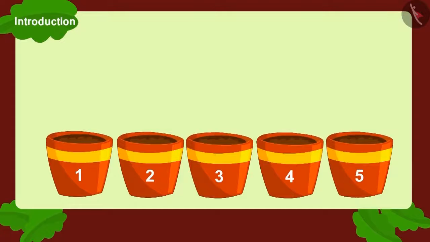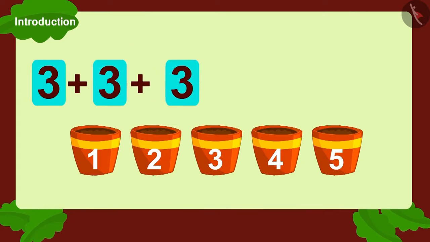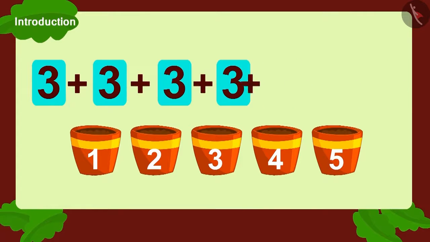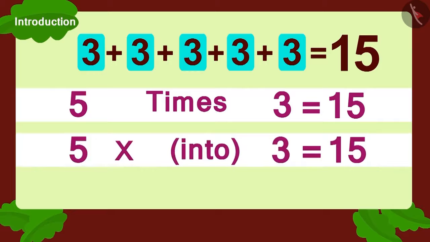Children, if Babban had planted 3 seeds each in 5 pots, then can you write this using multiplication? Yes, we can write it as 3 plus 3 plus 3 plus 3, and finally 1 more 3, equals 15, or 5 multiplied by 3. We can write it like this.